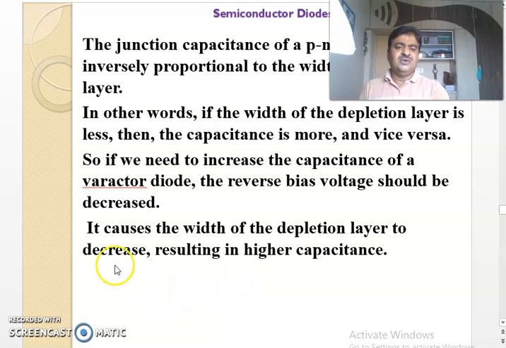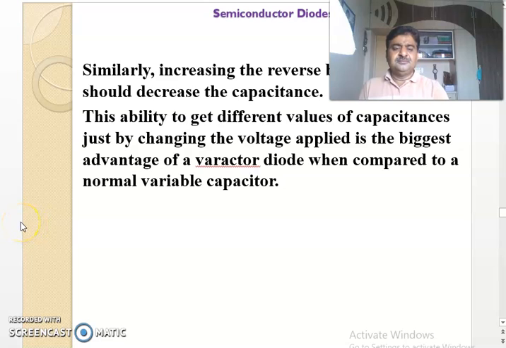The depletion layer's width decreases, in the sense that it possesses higher capacitance. Similarly, increasing the reverse bias voltage should decrease the capacitance. Increasing reverse bias voltage decreases the capacitance. This ability to get different values of capacitance just by changing the applied voltage is the biggest advantage of the varactor diode when compared to a normal variable capacitor.